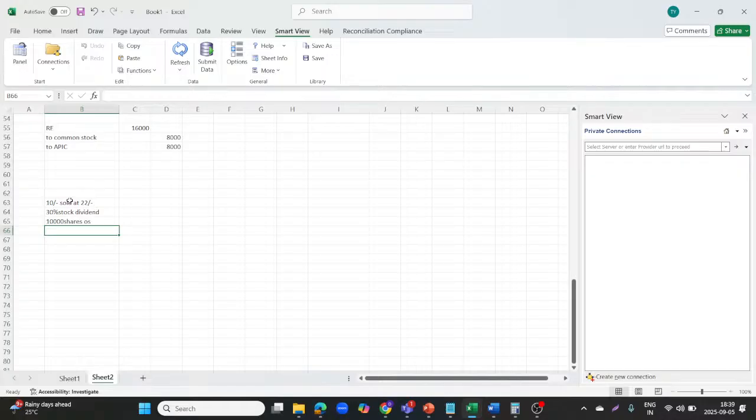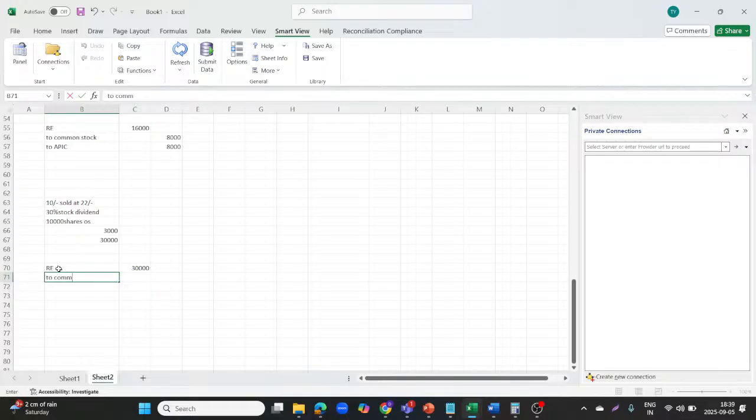So total stock dividend will be 10,000 into 30%, so 0.3, which will be 3,000 shares. The value of 3,000 shares issued at par value of 10 will be 3,000 into 10, that is 30,000. So to record the declaration of stock dividend at par, we will say retained earnings account debit, recorded with 30,000.